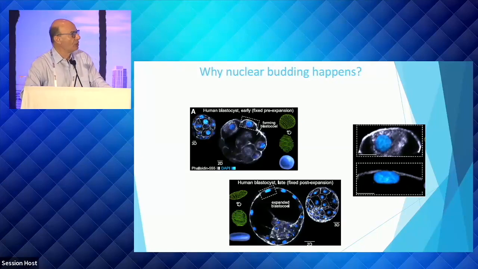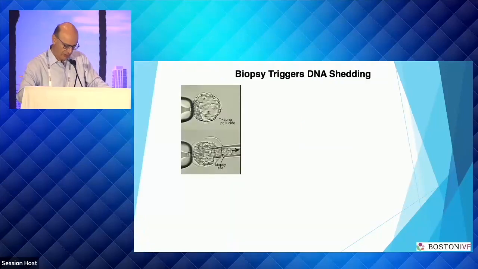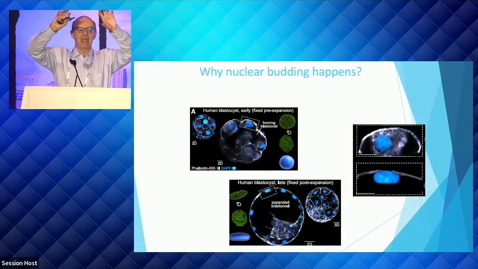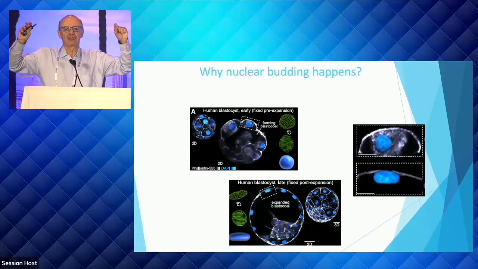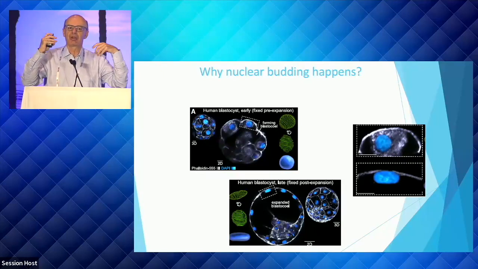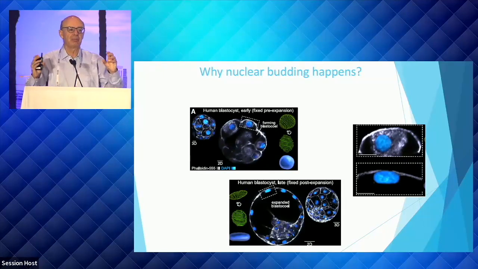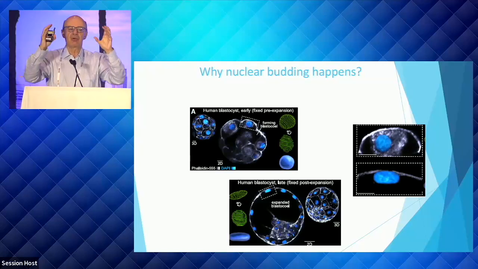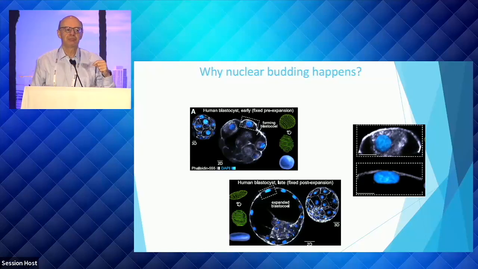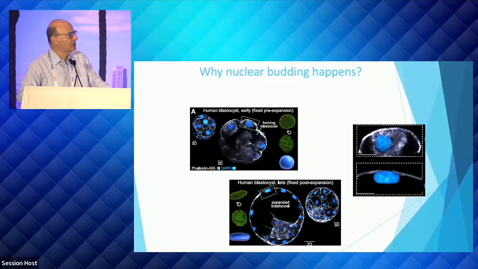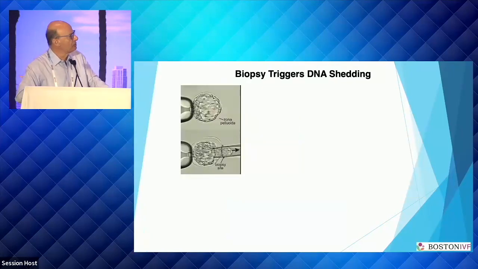We also know that it's more likely to happen when there's not a keratin cage around the cell. Keratin is one of the filaments that we know is very important in shaping the embryo. When there's a cage of keratin around the cell, it's much less likely to happen. When it's not there, the cells will actually secrete cytoplasmic budding.